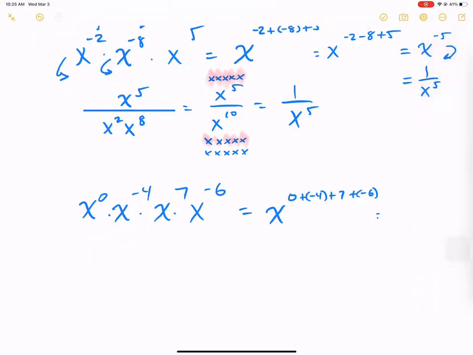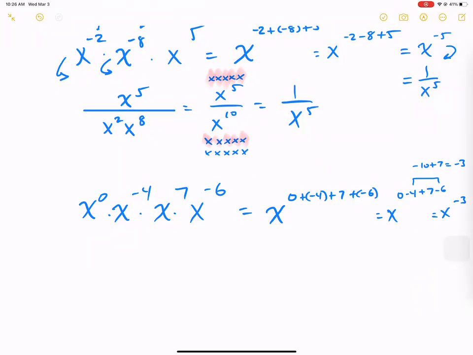To relook at this, we have 0 minus 4 plus 7 minus 6. Looking here, negative 4, negative 6 is negative 10. Negative 10 plus 7 is negative 3. X to the negative 3 power. I'm just trying to find easy numbers to add together.